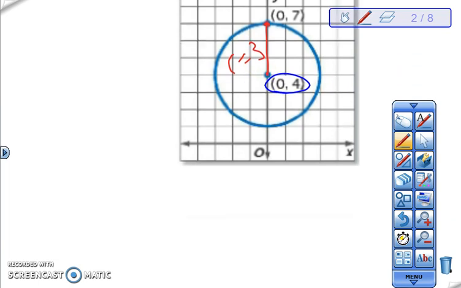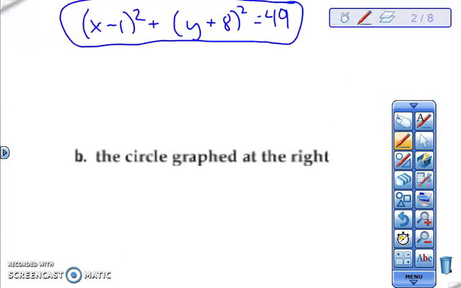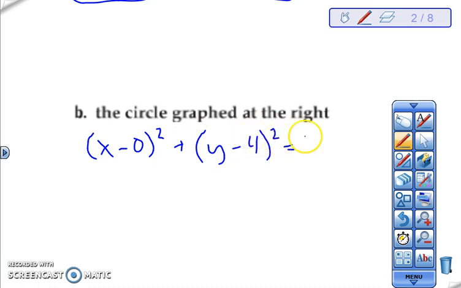So all we have to do now is plug in to the distance formula. So (x − 0)² + (y − 4)² = 3². And then we simplify.